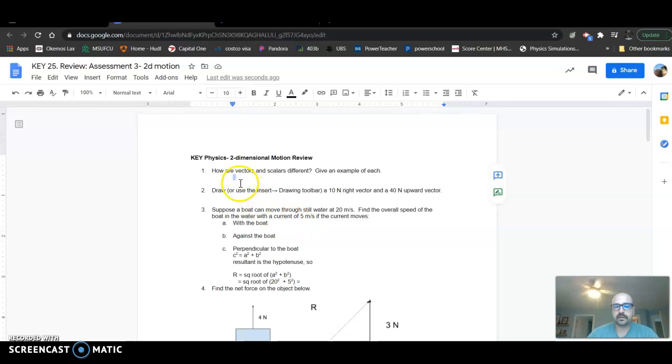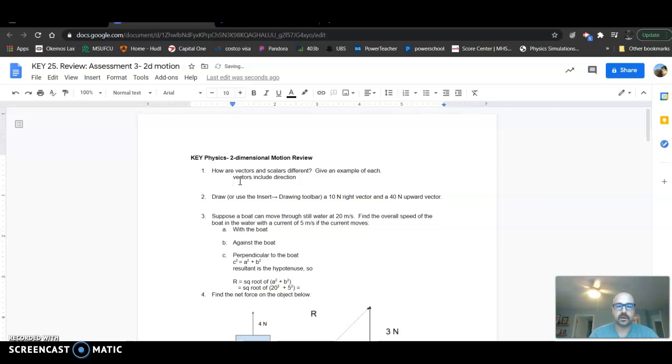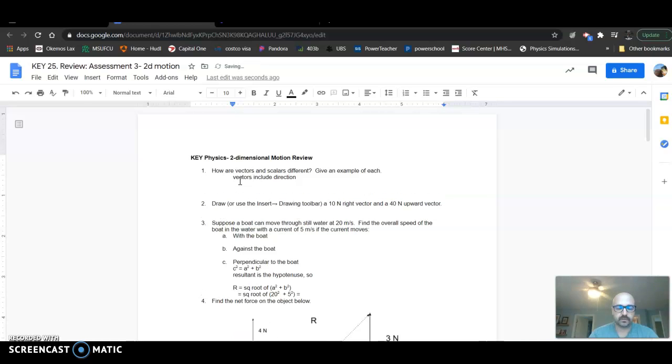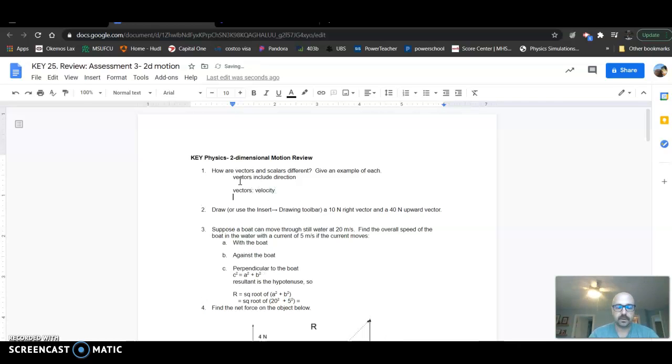The first one is just the basic stuff about vectors and scalars. It's important that you remember that vectors include direction. That's the only difference. A scalar has no direction associated. A vector has direction. Our best example of a vector, velocity, is one we talk about all the time, and the scalar version of that is speed. That's a good one to compare the two.